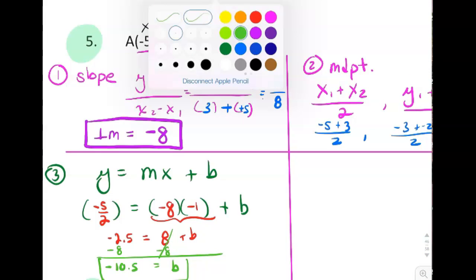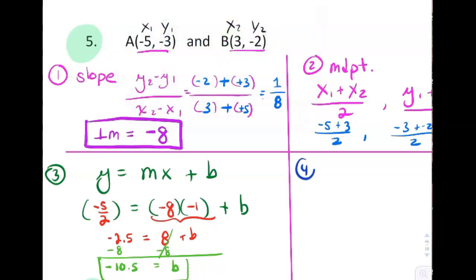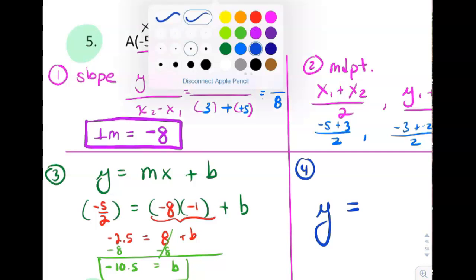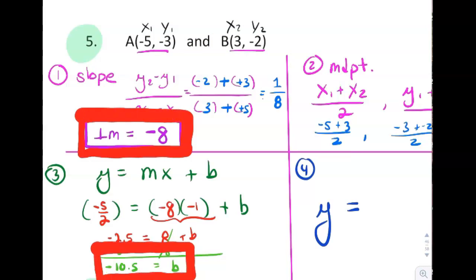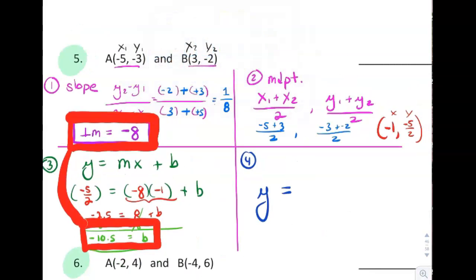My last step is to just write the equation of the line. Our final equation is y equals. Now remember, you just need an appropriate slope and the correct b. Connecting these two things, you have everything you need. So y equals -8x minus 10.5.